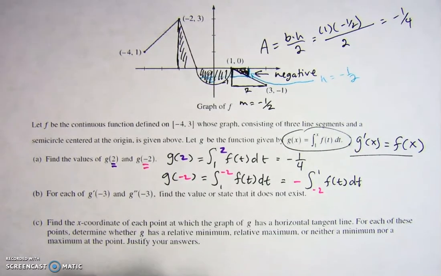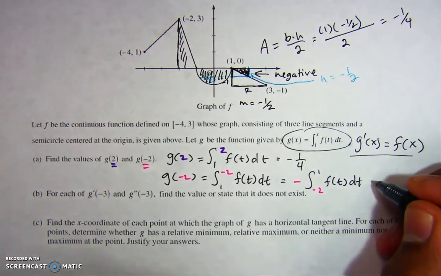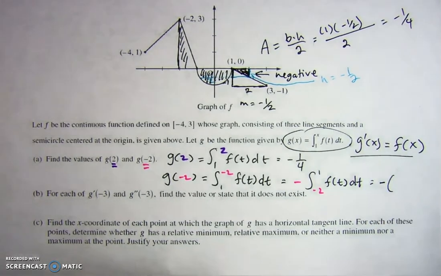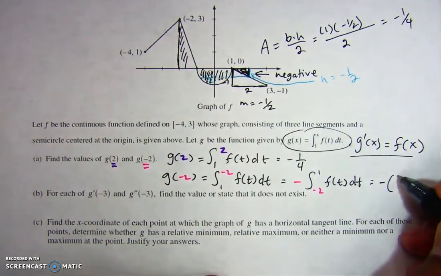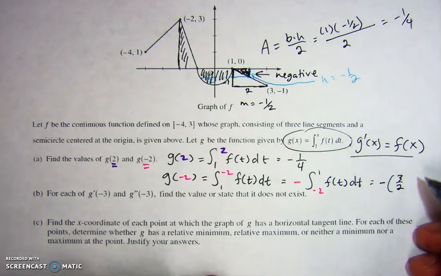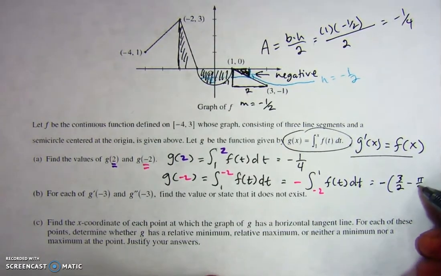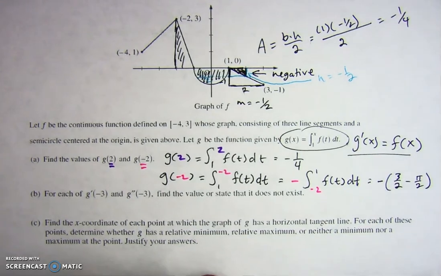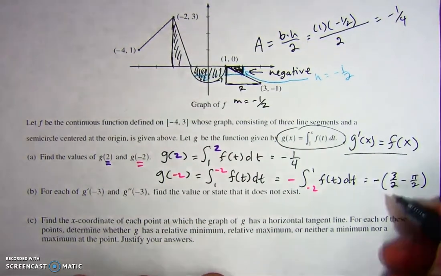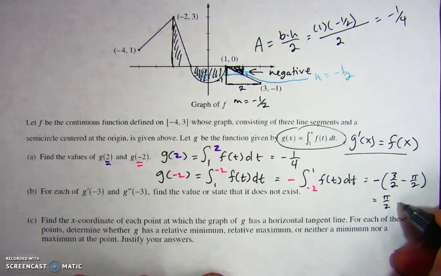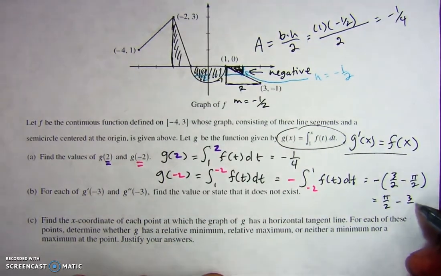Okay, and once you do the work, you might get something like this. It's 3 over 2 minus pi over 2. It's just a negative of it. And when you distribute that negative, you get pi over 2 minus 3 over 2.